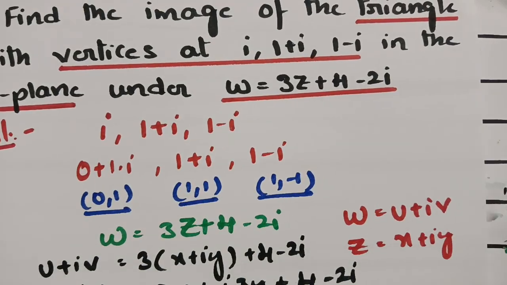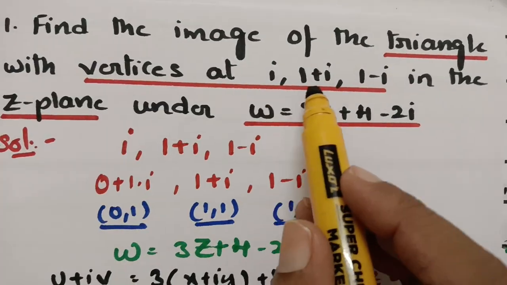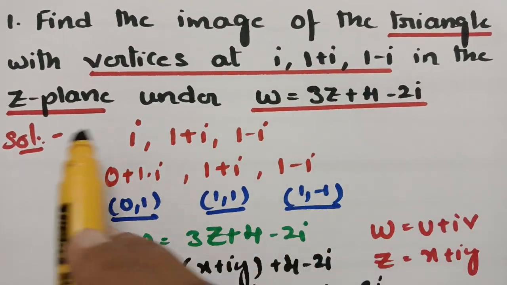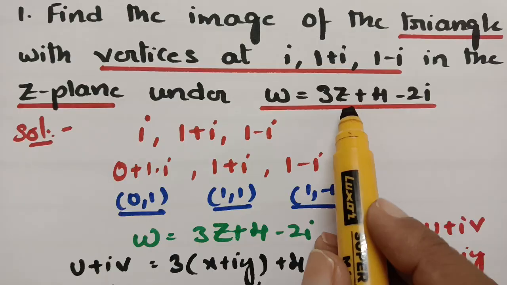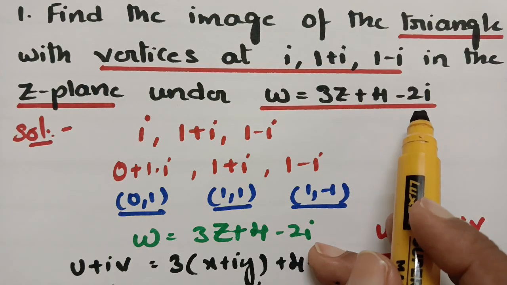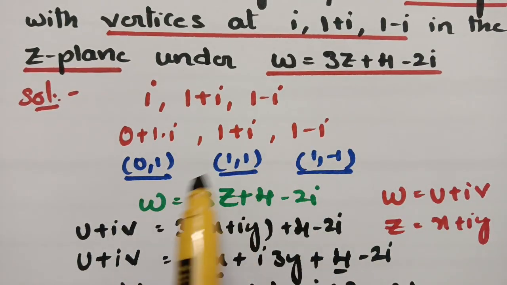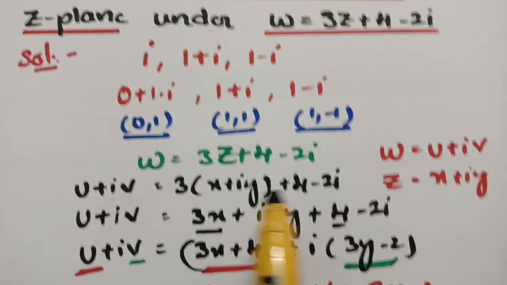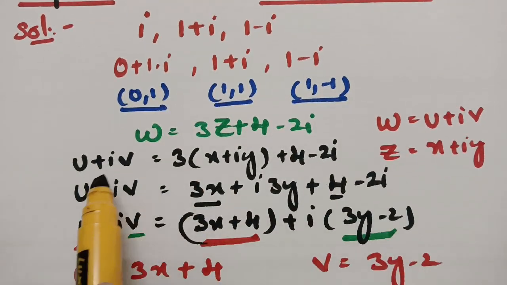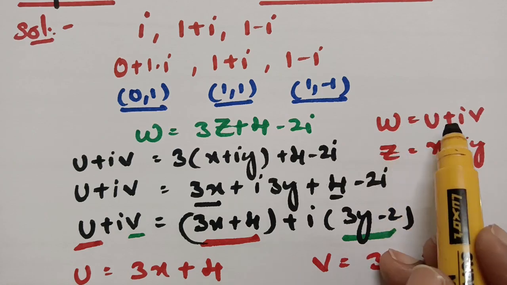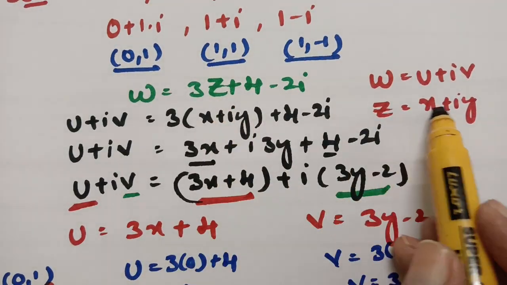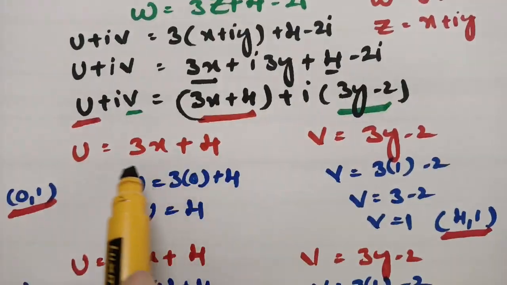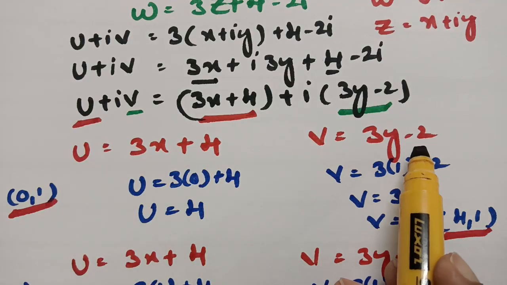So how this Z plane is transformed in the W plane is very clear, and the question is also so simple. So let me explain once more. Here are the points of the Z plane, that is 1, 1 plus i, 1 minus i. In the Z plane it is transformed as W is equal to 3Z plus 4 minus 2i. Here, after taking the points, these are the coordinates of the Z plane, and W is given as this one. In place of W I am substituting u plus iv, and in place of Z, x plus iy. After substituting, we got the u value as this one, the v value as this one.